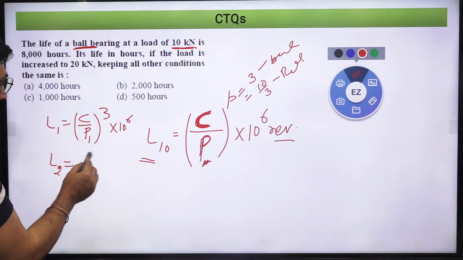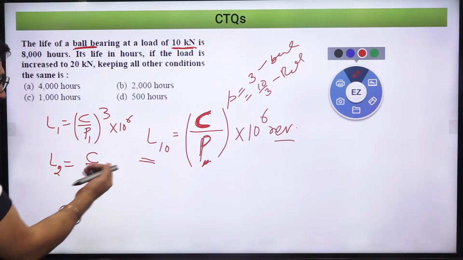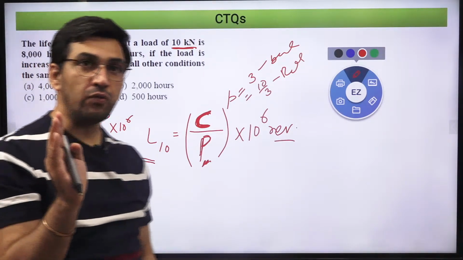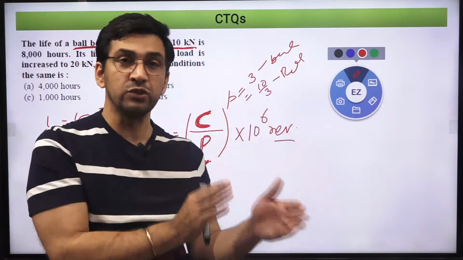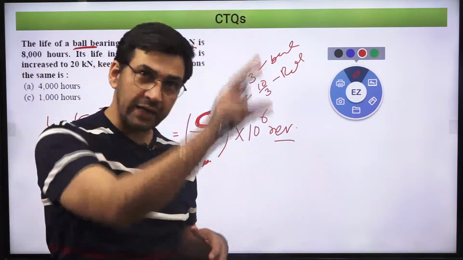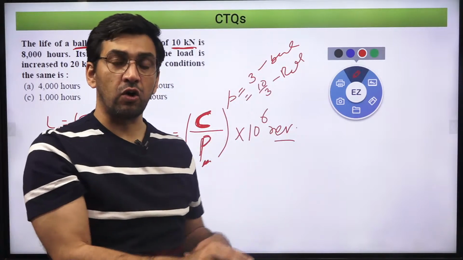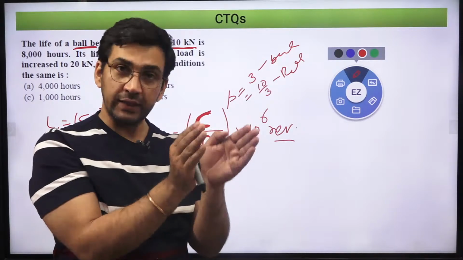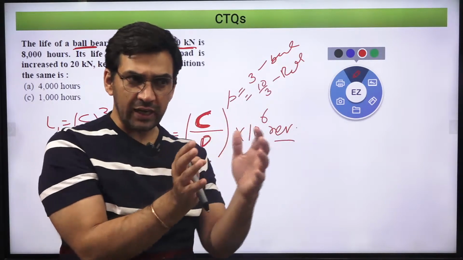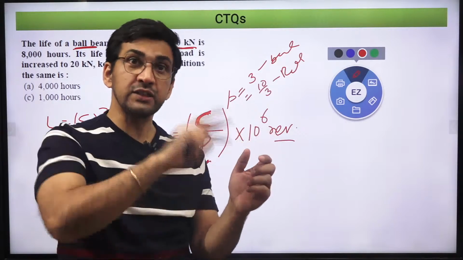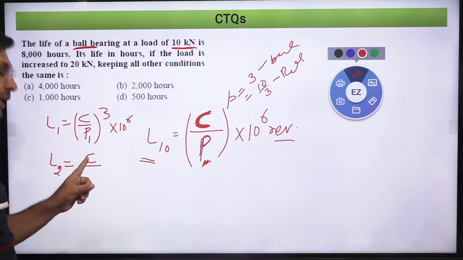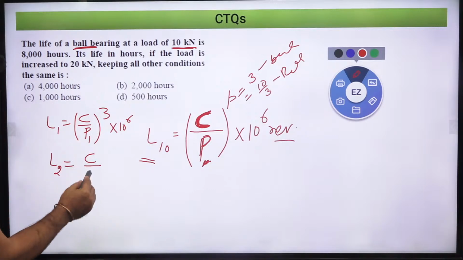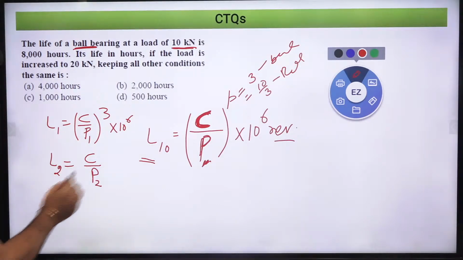C is the dynamic load carrying capacity, right? This dynamic load carrying capacity is the same for an identical group of bearings or for the same bearing, it is not going to change. This data is compiled in the manufacturer's catalog. So for that, the dynamic load carrying capacity remains the same, and this is the actual load that you are applying. So I'm applying the load P2.